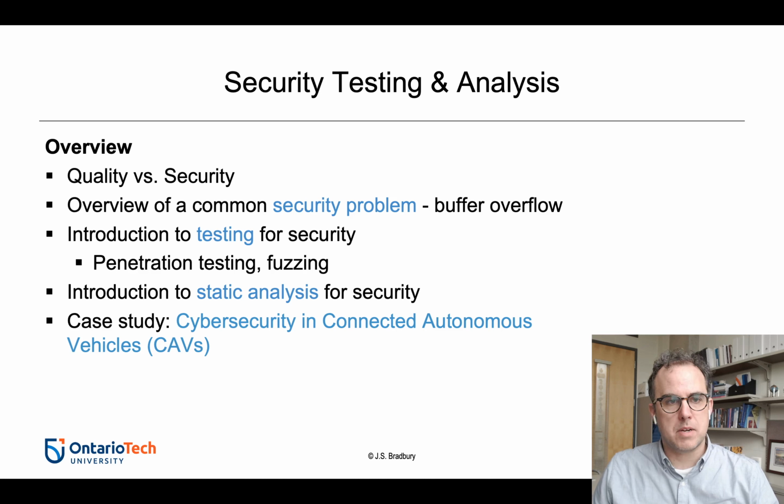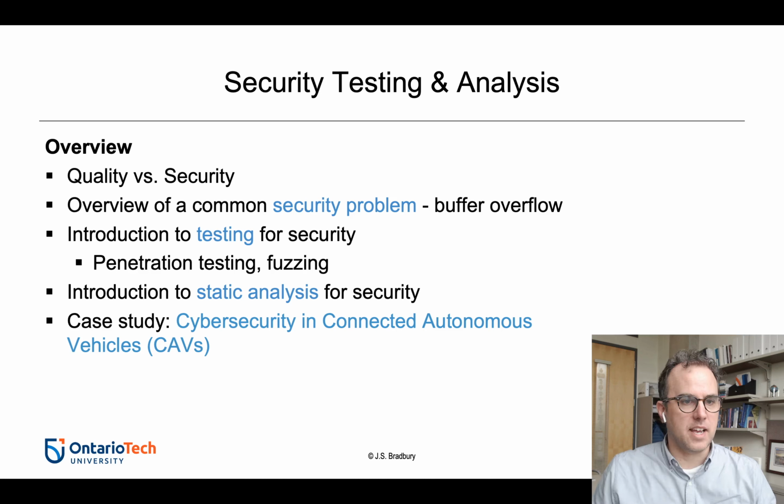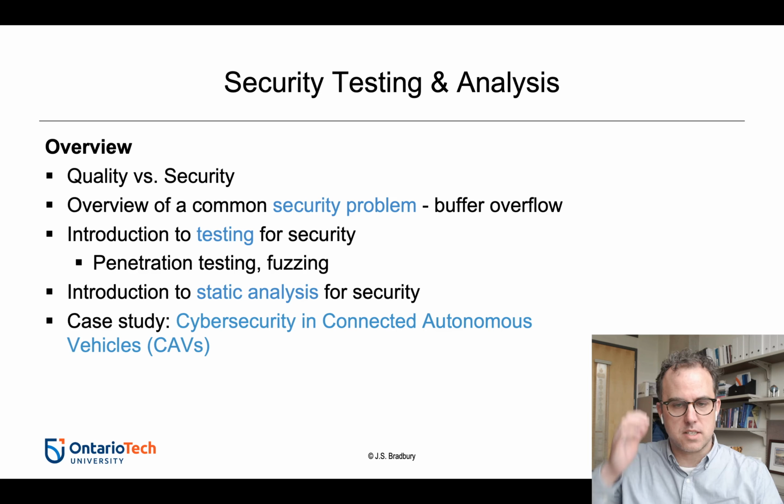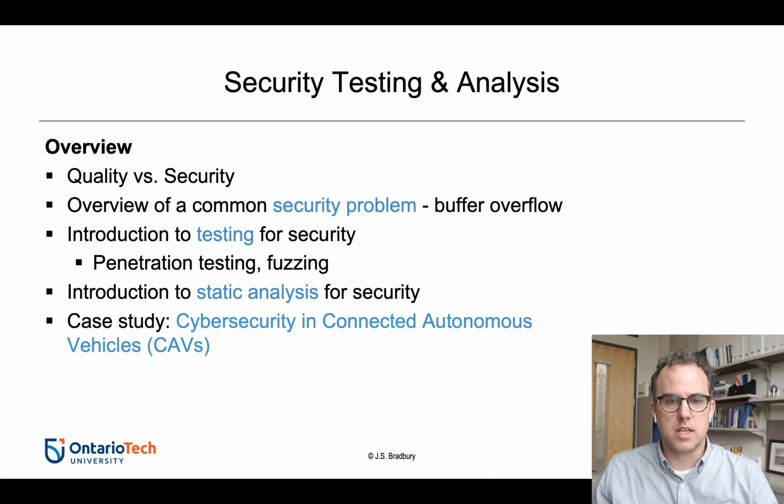So what we're going to talk about today a little bit is the relationship between quality and security. And then what we're going to talk about is one particular example, which is a buffer overflow. And then what I want to do is talk about how we can test and analyze for security. So I'm going to talk about two things: testing for security and using static analysis. And static analysis isn't something we've covered yet in the course. We'll be doing a full lecture on it, but I just want to give you a little bit of an introduction to that.